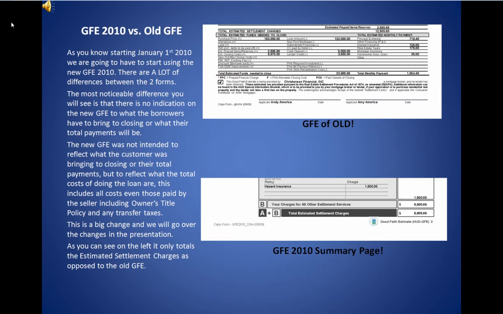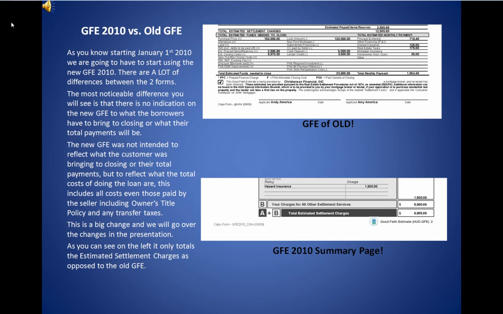We're going to go over all the differences that are on the forms. One of the biggest ones you're going to see is the difference in the way it displays the customer's information. Right here on the old good faith, it shows them what their payment is, what the hazard, their taxes, homeowners association dues. It shows them how much they need to bring to close, what their closing costs are, what the reserves, prepaid items. As you can see on the summary page for the GFE 2010, it only shows them essentially what their estimated settlement charges are. There's no breakdown of the fees. This is the largest difference that we're going to see on the good faith.